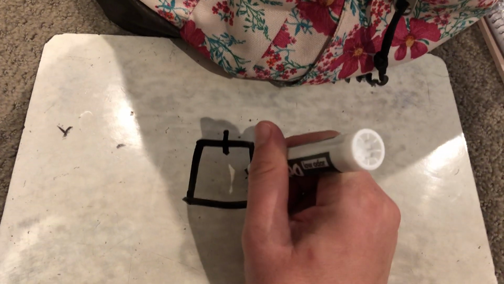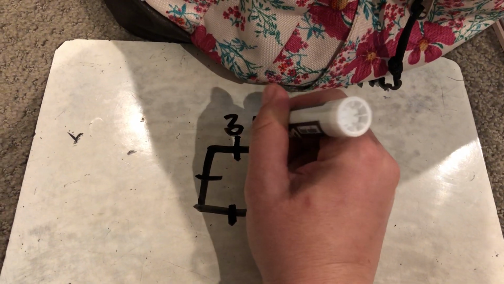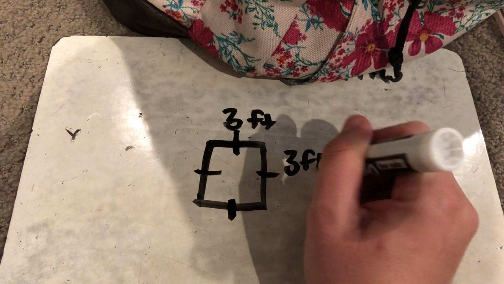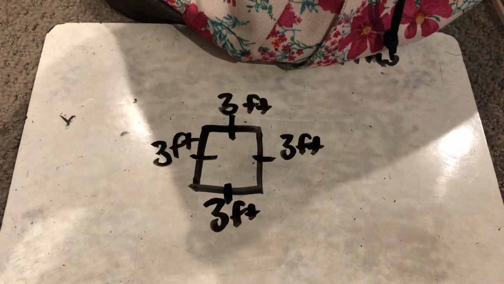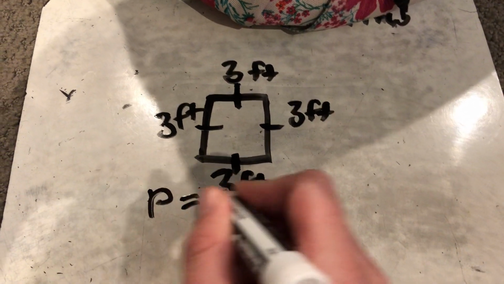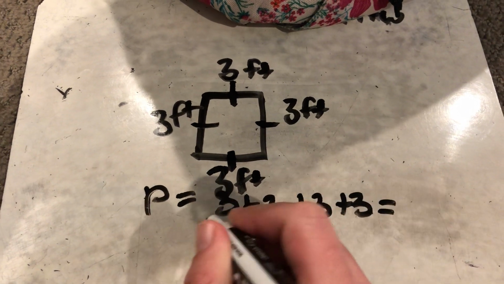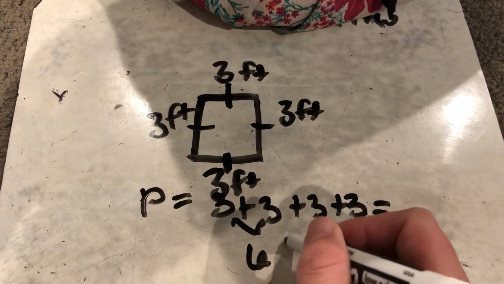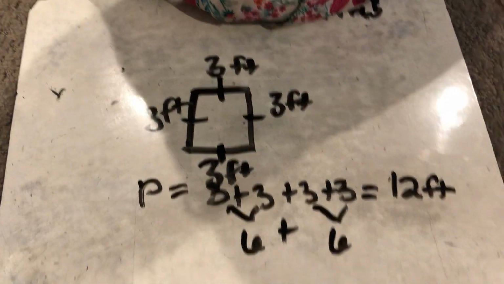Nice. Okay, for squares, I'm going to try my best to make a square. All sides are equal. So this side is equal to this side, and then this side is equal to this side. They're all equal. So if this side is 3 feet, then the rest has to be 3 feet. Now, when you're doing perimeter, you could just add up all those 3's. 3 plus 3, 6 plus 6, and that's 12 feet.